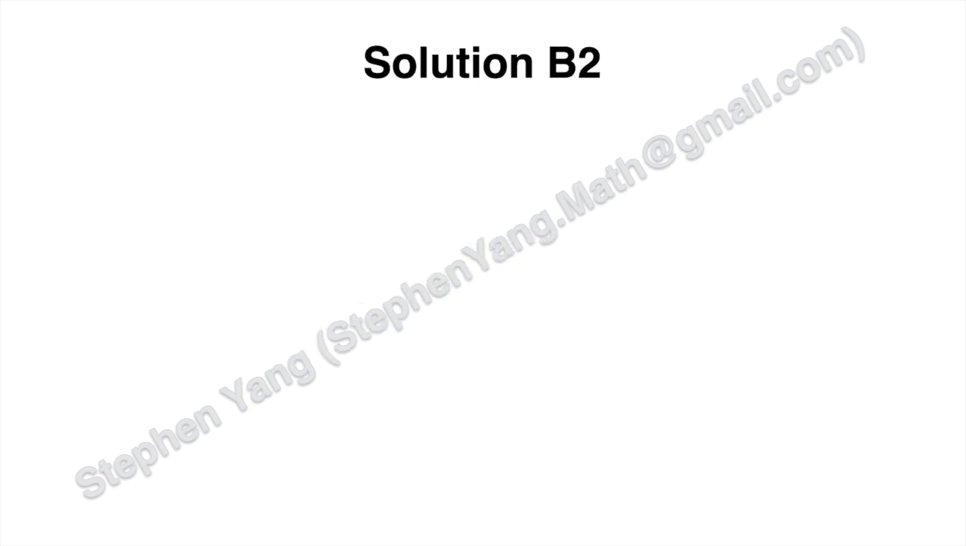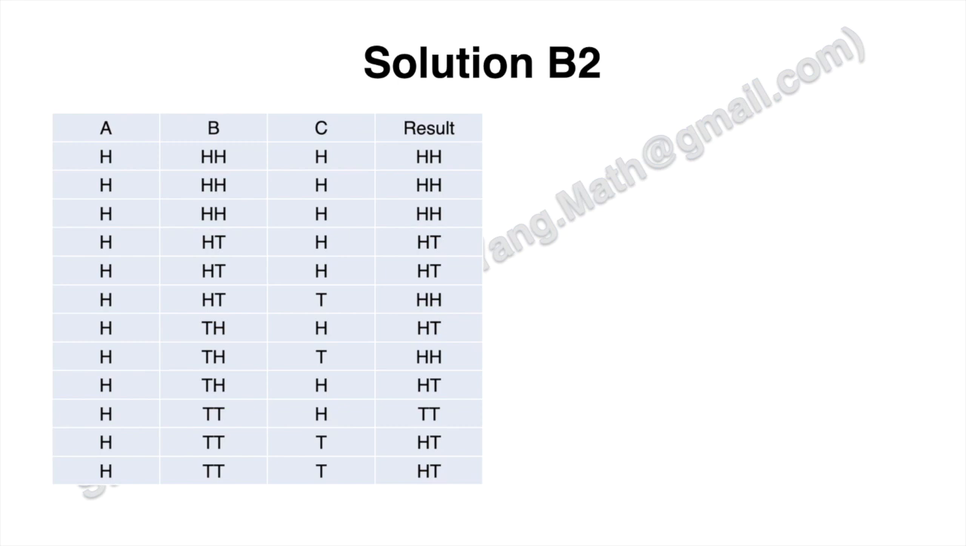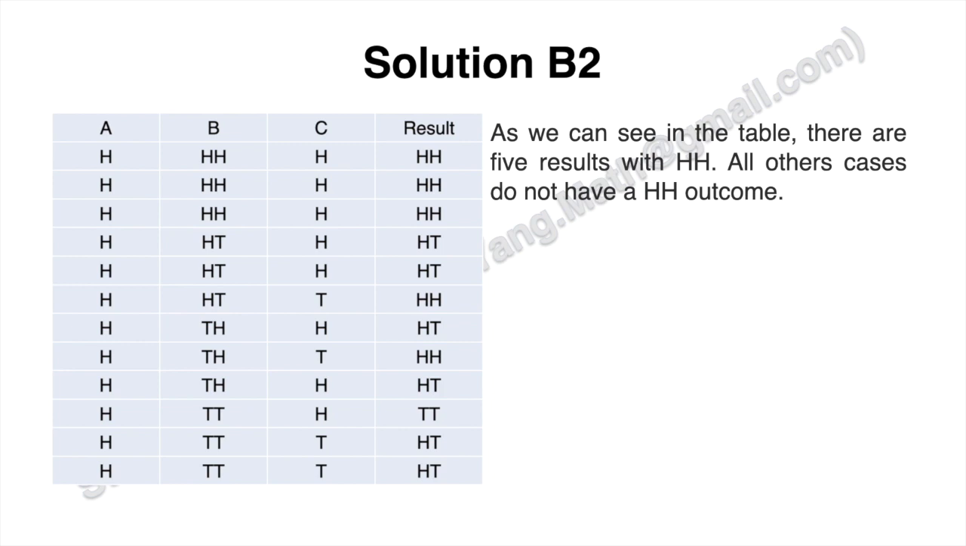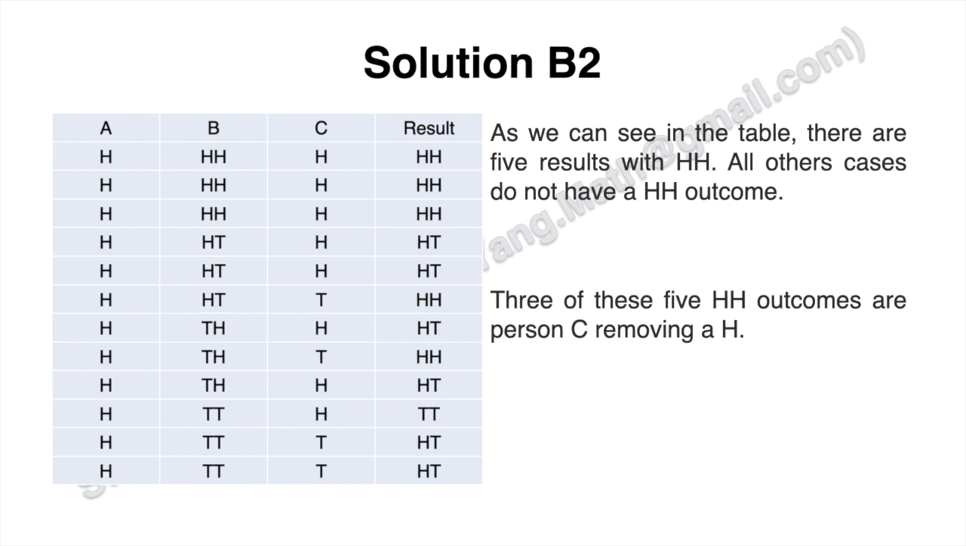Let's get into the solution now. First, let's create a table. The A column represents what Alice puts down, the B column represents what Bill puts down, and the C column represents what Carl takes, and this result is what Alice will see after she turns on the light. As we can see in this table, there are 5 results with HH, and the other 7 cases do not have an HH outcome, so we will not consider them. 3 of these 5 HH outcomes have Carl removing an H, so our answer is 3/5.